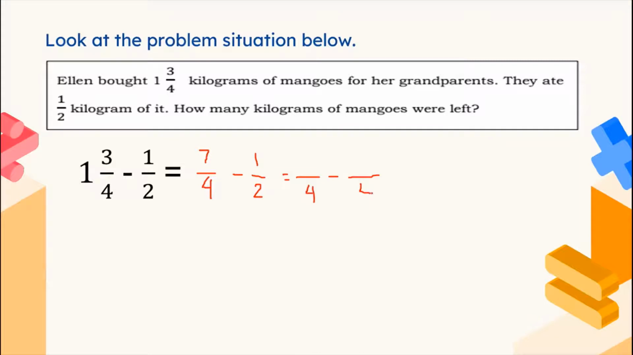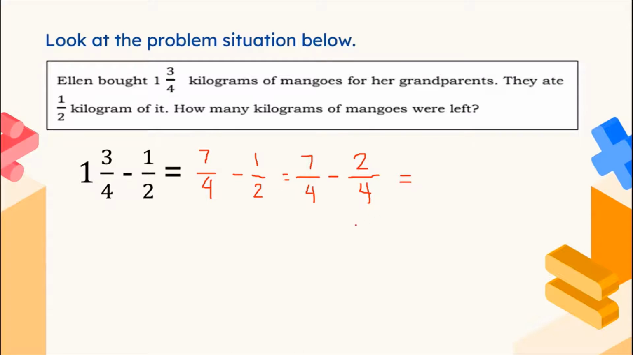And do you know the next process for this one? The next process is we're going to divide. 4 divided by 4, it's still 4, and that is 1. And 1 times 7, that is 7. Let's go to the second fraction. 4 divided by 2, that is 2. 2 times 1, that is still 2.